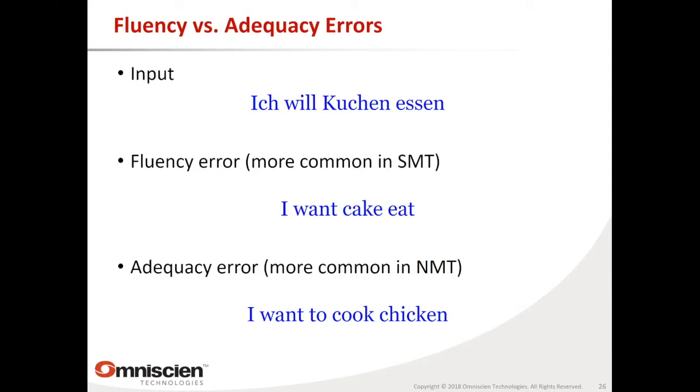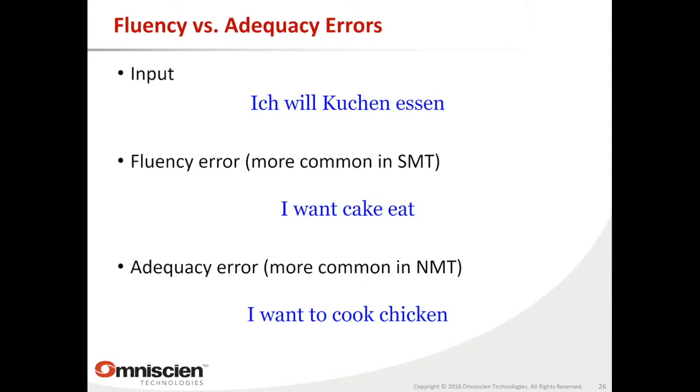So the output you get out of statistical systems often looks like the example in the middle, I want cake eat. Yeah, something got jumbled up. The words get translated correctly, but the word order is not correct. So it's a problem of fluency. This is not a fluent English sentence, but the meaning is kind of there.